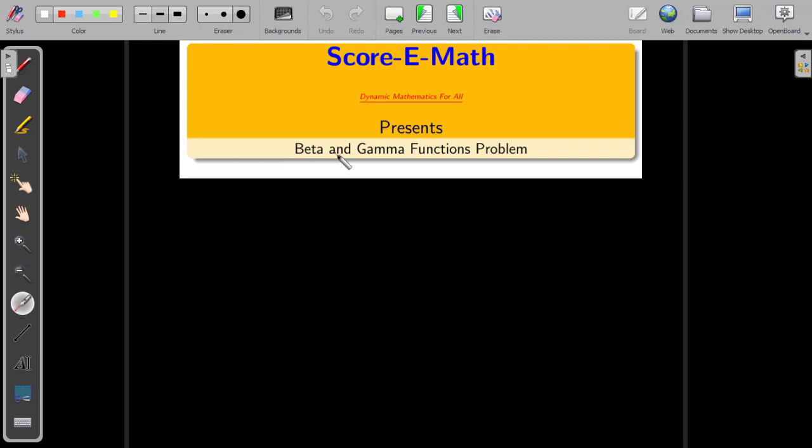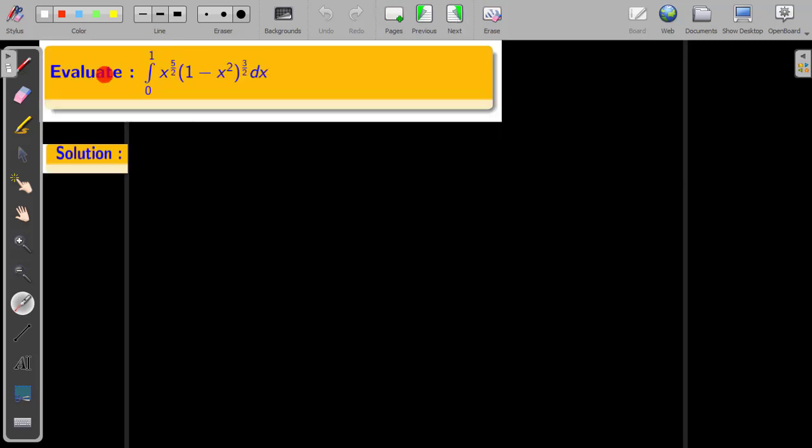In today's class, we'll discuss a beta and gamma functions problem. Let's get started. The question is given here: evaluate the integral from 0 to 1 of x power 5 by 2 times (1 minus x square) power 3 by 2 dx. So this definite integral we are evaluating with the help of beta and gamma functions. So let's start the solution.